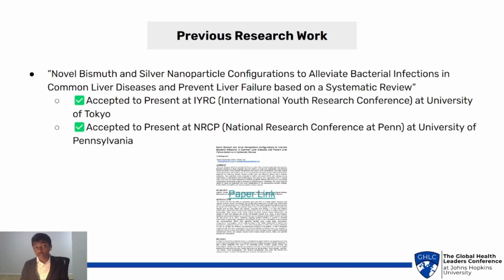Now, let's talk about previous research work. Novel bismuth and silver nanoparticle configurations to alleviate bacterial infections in common liver diseases and prevent liver failure, based on a systematic review. I wrote this paper and it was accepted to present at IYRC, the International Youth Research Conference at the University of Tokyo, and accepted to present at NRCP, the National Research Conference at Penn, at the University of Pennsylvania. As you can see below, you have the paper and the paper sleeve.